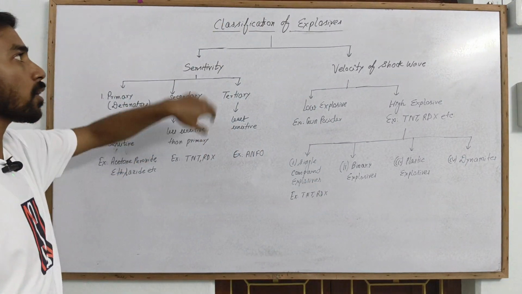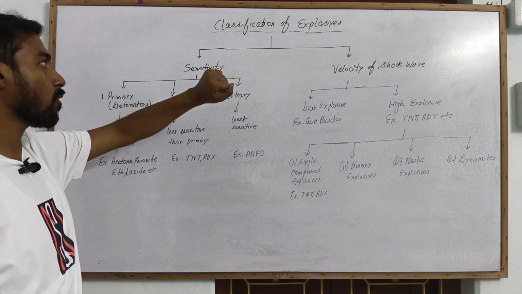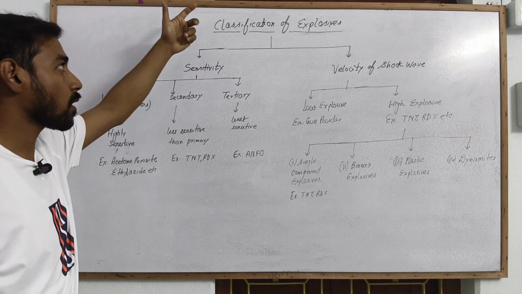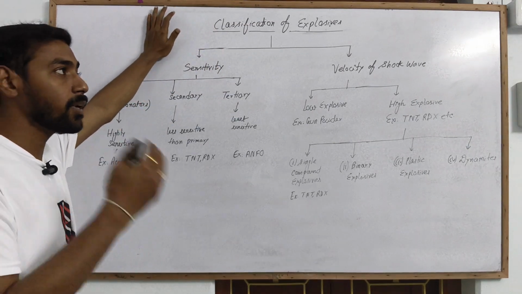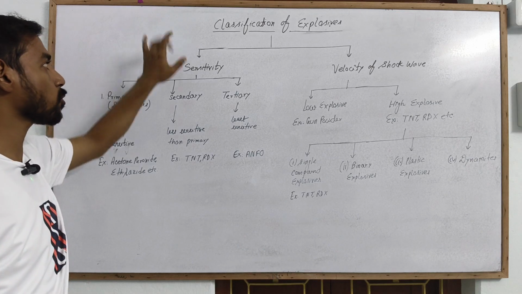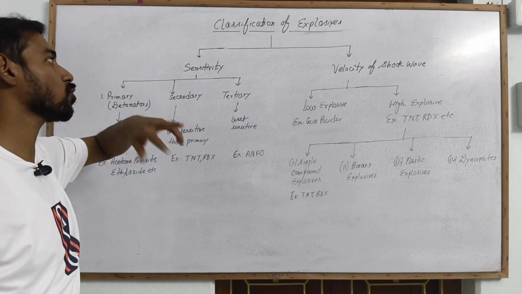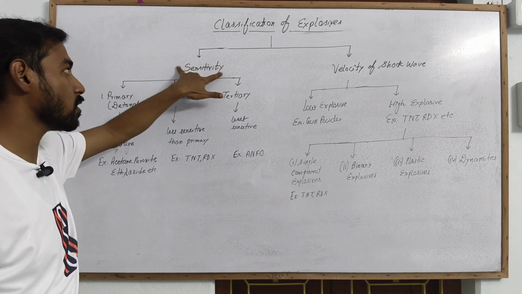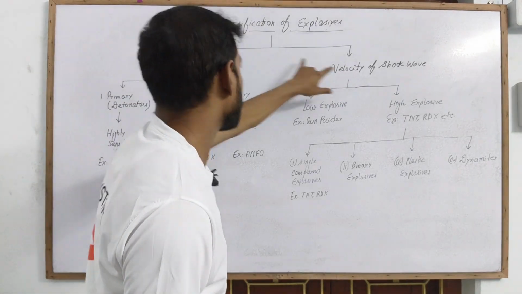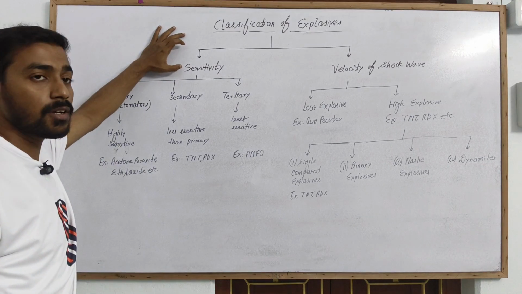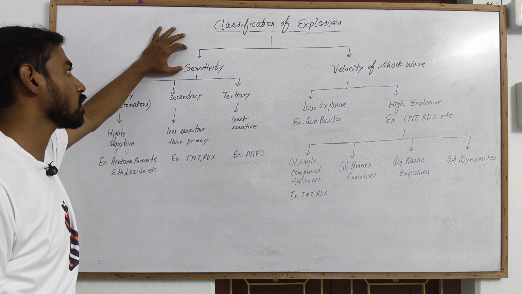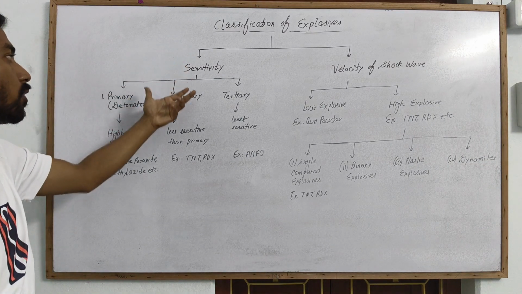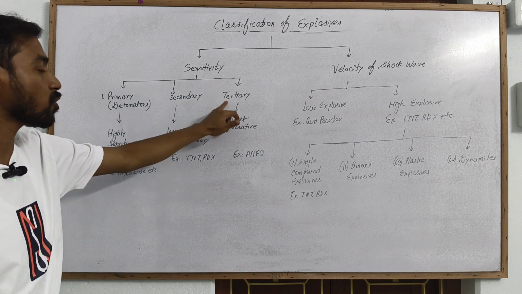So this is the overall classification of explosives. What we have learned is that the classification of explosives can be done in a number of ways, but here we have shown two, based on two properties, that is sensitivity and the velocity of shock wave. Based on sensitivity, explosives can be classified under three categories: primary, secondary, and tertiary.